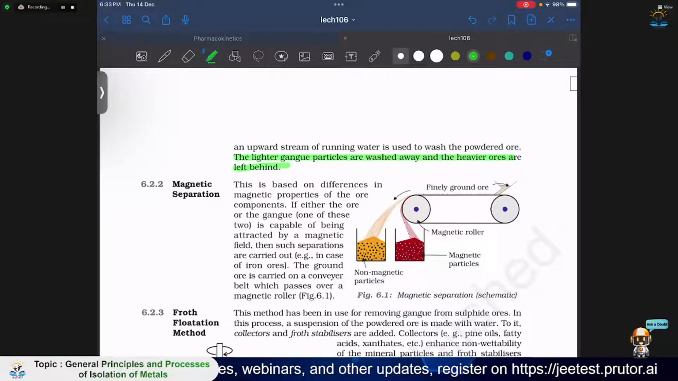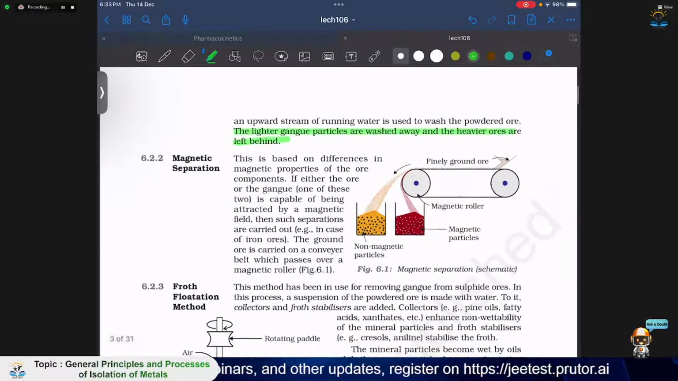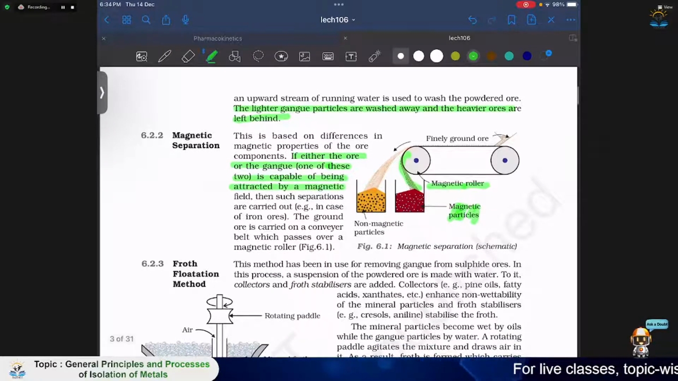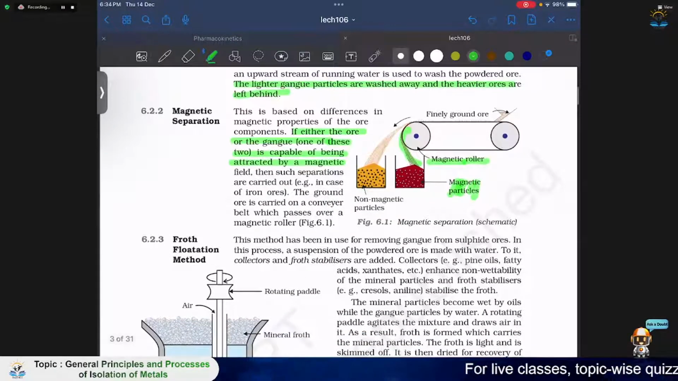Next is magnetic separation. Just as the name says, either the ore or the gangue should be magnetic. Then you can use a magnetic roller and separate this magnetic compound. The magnetic particles will get separated from the non-magnetic particles. So it is usually carried out in iron ores.